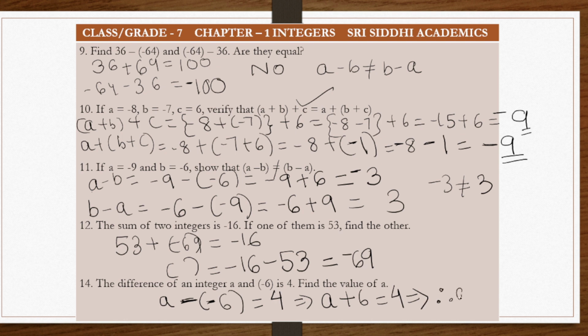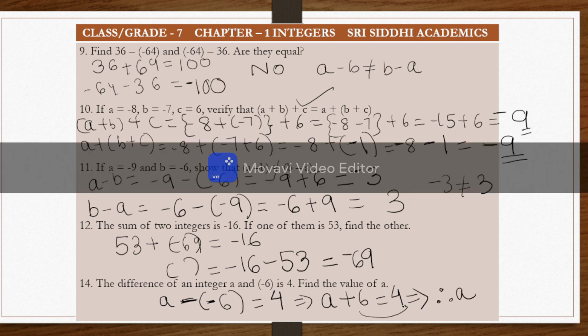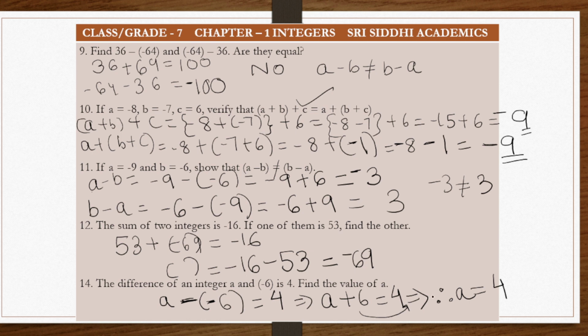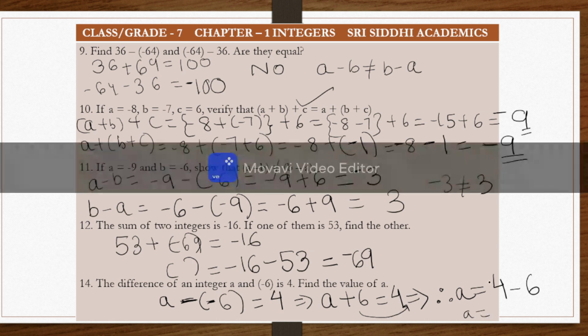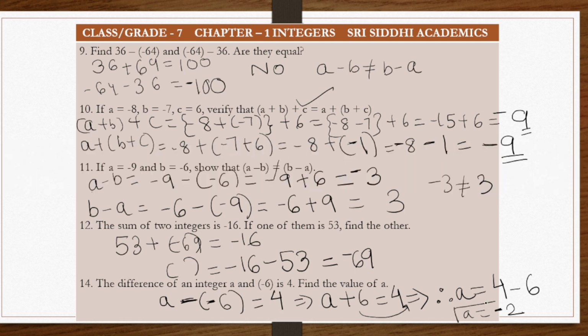Therefore, how will we find a? We'll send this plus 6 to the other side. So it will become a equal to, I'll just erase this line here, a plus 6 this side, left hand side. If 6 goes to the other side, it will be minus 6. So therefore a is equal to 4 minus 6. So different signs, this is plus 4, positive integer 4, and this is minus 6. So subtraction, 6 minus 4 is 2, and bigger value is 6. So answer will be negative. Therefore a is equal to minus 2 for question number 14. Okay, let's solve some other questions.